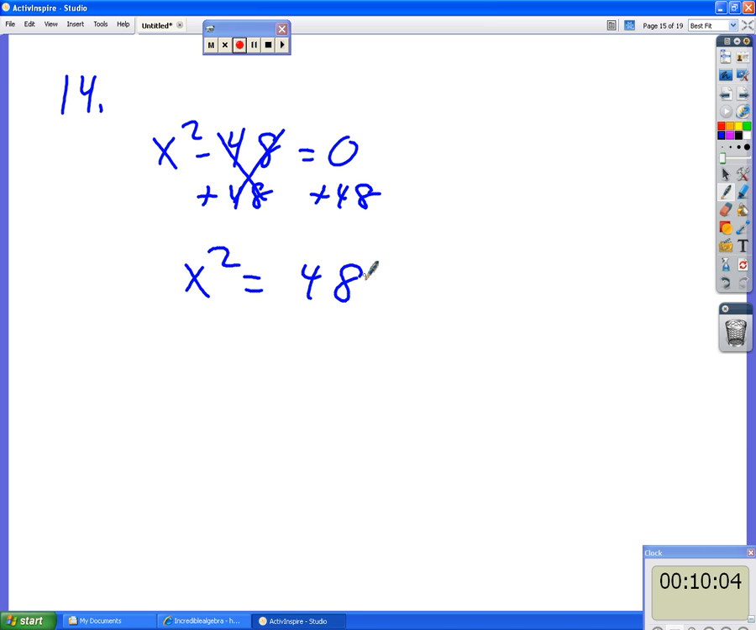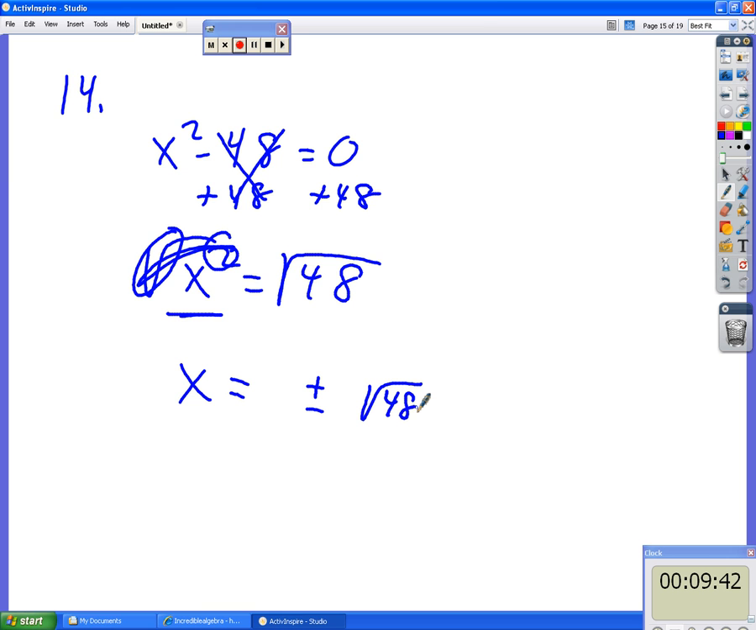Now, I don't want x squared. I want x, so I take the square root of x squared and the square root of 48, square root of both sides. And again, I have a square root and a square within the same problem. They cancel out, leaving me just plain x equals, since I have a square root of 48, it's always a plus and minus the square root of 48. Don't forget, you've got to put a plus and minus in front of it.